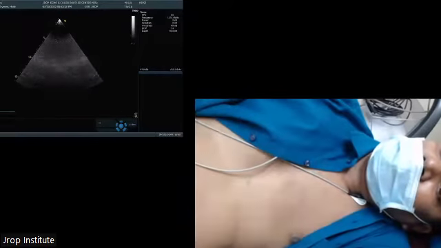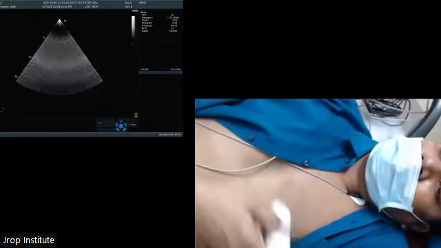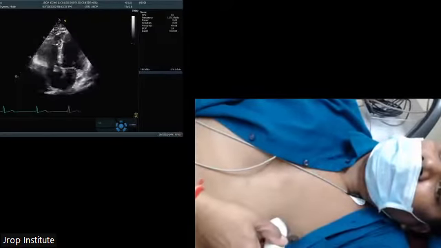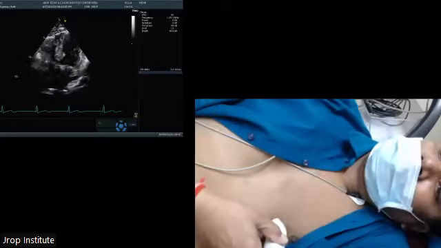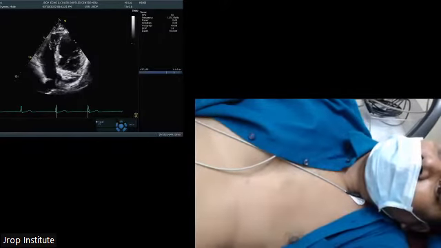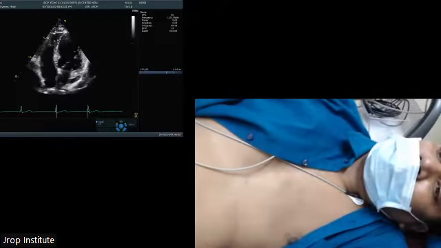And this is the window where we would like to do all the measurements. When the measurements come, this is the window where we do all the measurements. So we can measure the RVRA in this particular window.